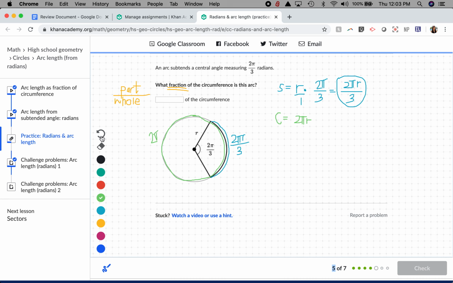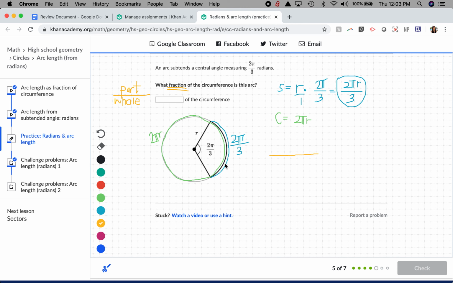Let's make that a little bit better. 2 pi r. Okay, that's a little bit neater. Okay, now let's actually answer the question. The question is, what part of the whole green circle is this blue arc? Now remember earlier I was talking about fractions, where we're always just looking for the part over the whole.